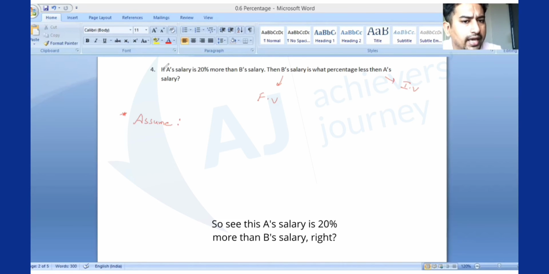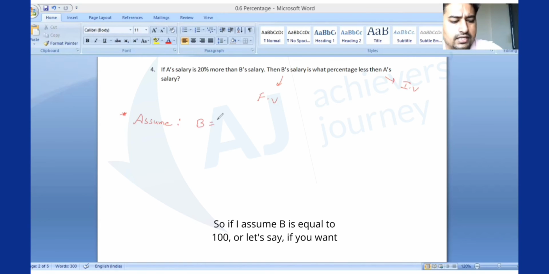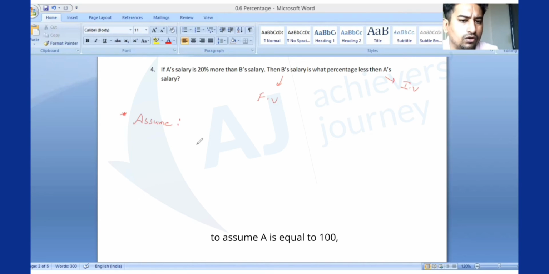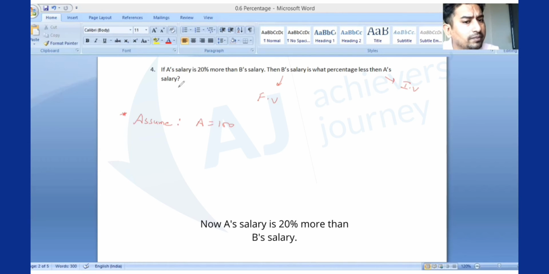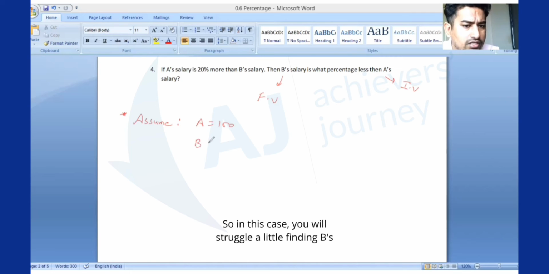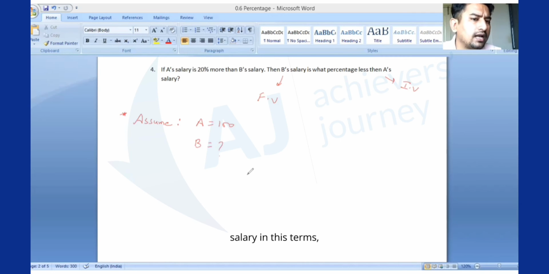So see this, A's salary is 20% more than B's salary, right? If I assume B is equal to 100, or let's say if you want to assume A is equal to 100, right? Let's say you think, okay, let me assume A is 100. Now A's salary is 20% more than B's salary. So in this case, you will struggle a little finding B's salary in these terms, right? So this is not a good idea.